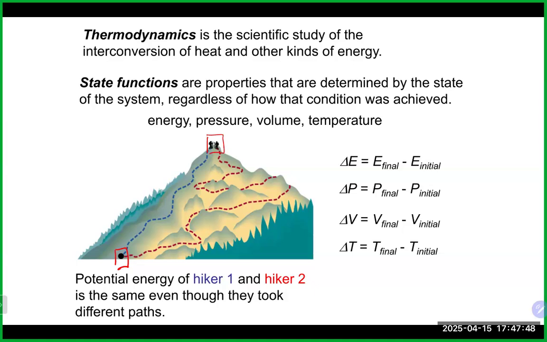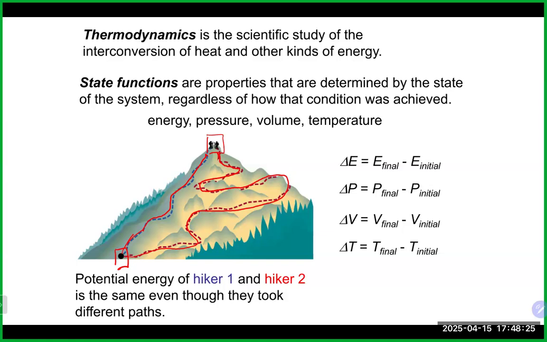So if we look at these two hikers, for example, the hiker in red took the scenic route around the mountain, took some pictures, some selfies as he was coming up the mountain. The blue guy took the more direct route up the mountain. In terms of their potential energy, they basically have the same potential energy, as they both started and ended in the same spots. Things like energy, pressure, volume, and temperature are all state functions. Really, the only two important things are where you start and where you finish.